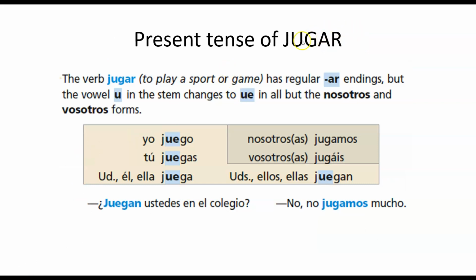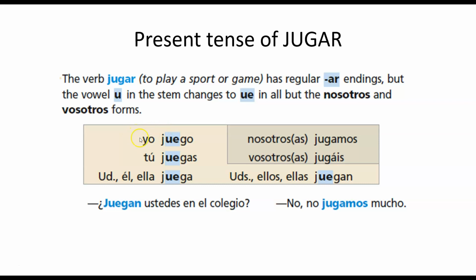Present tense of the verb jugar. Jugar means to play a sport or game. It is not yo jugo, that's juice. It is juego. Notice that the U changes to UE. But it's not juegamos, it's jugamos. Because nosotros is not in the boot, the U does not change to UE.